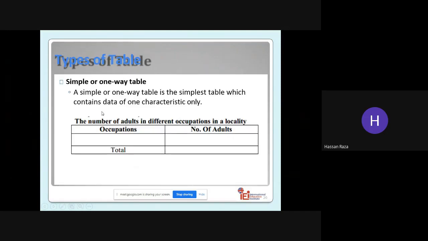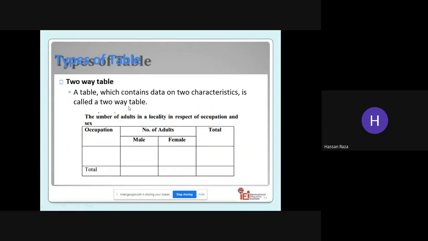So the types of table: simple or one way. It means the classification is based on just a single criterion, like the number of adults and their occupation. There is only a single dependent variable, which is the number of adults. So if the classification is based on just a single criterion, it is known as a simple or one-way table. Two-way tables: there are two criteria for classification. There are two characteristics that we are going to represent in our table.